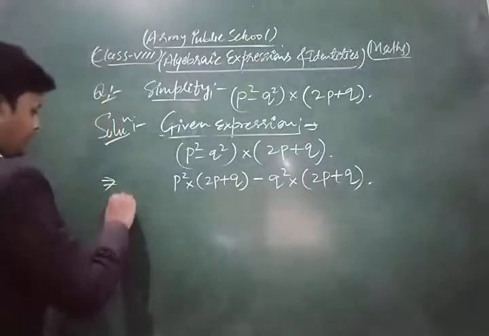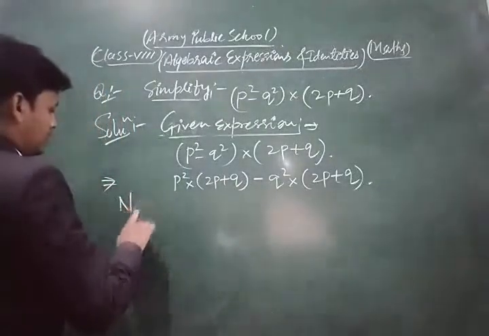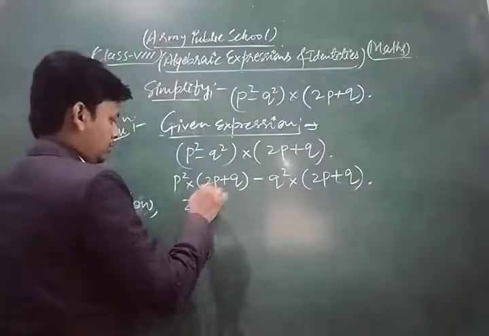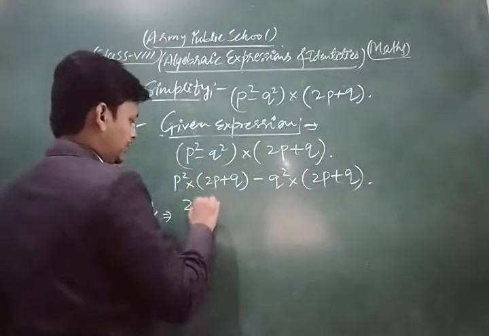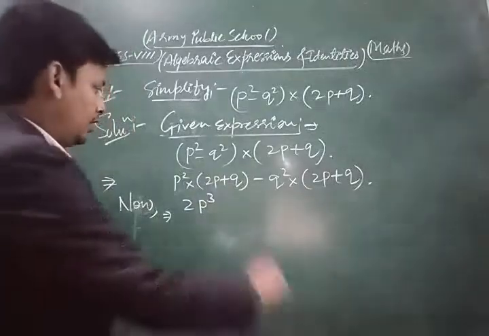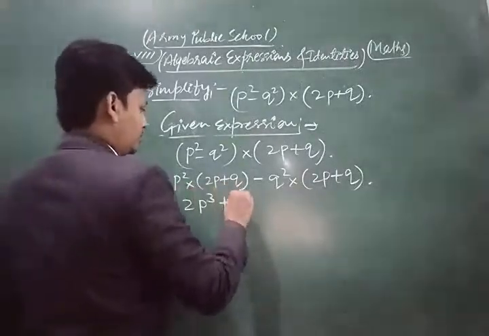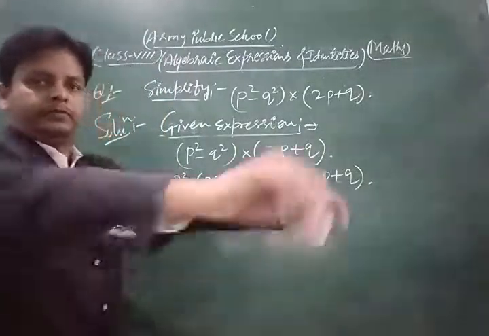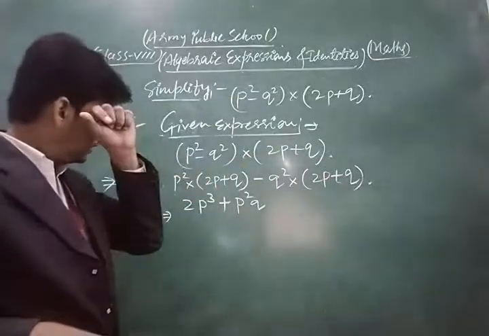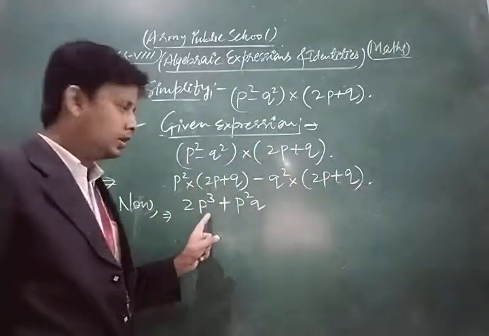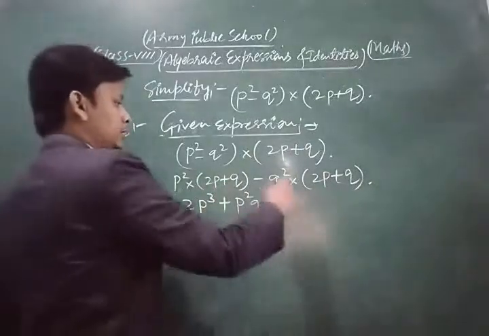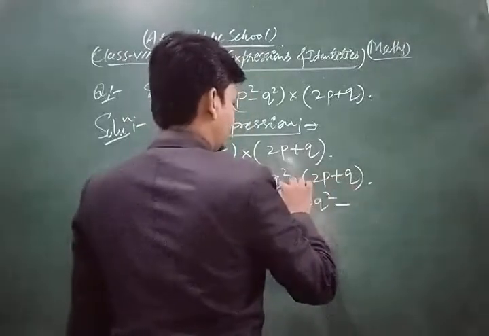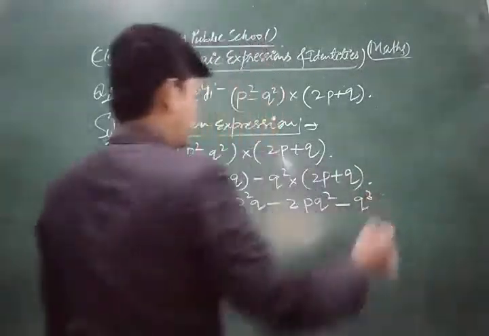Now p square into 2p, that is what? 2p square into p, that is 2p cube, plus p square into q, this is p square q. Now minus times plus is minus 2pq square, and minus times minus q is q square into q, that is q cube.